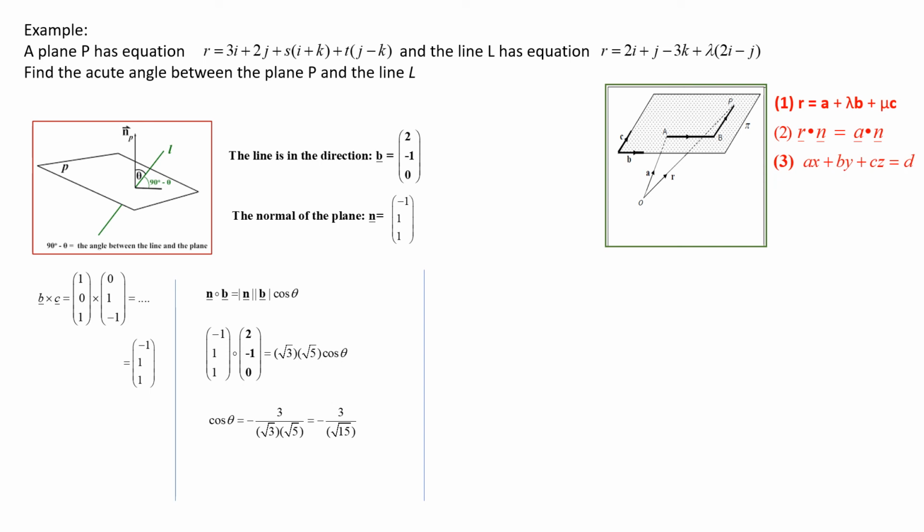So cos theta has a negative sign here. With the negative sign, you know the answer must be an obtuse angle. In the earlier part, we always referred to the angle between the line and normal as an acute angle. Now it is an obtuse angle. How can this happen? Let me explain.